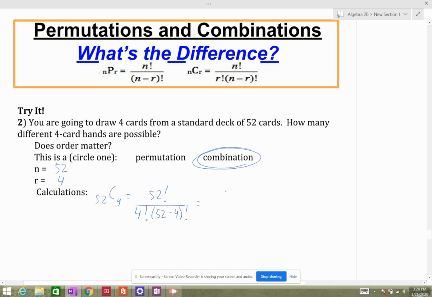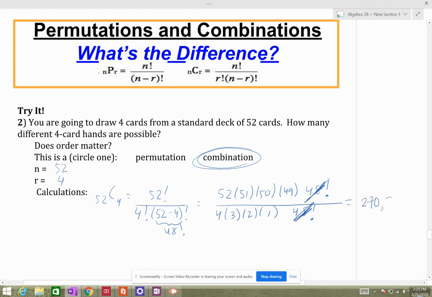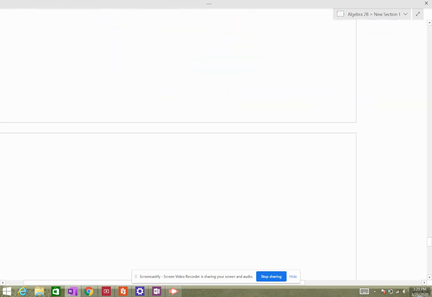Again, I don't want to have to write all these out, so I'm going to notice that this right here is actually going to be 48 factorial, so I'm only going to expand out that numerator to 49, and then I'm just going to write 48 factorial here so that I can just simplify. And there are 270,725 ways to get any four cards out of a deck of 52. All right, and let's wrap it up. This will be our last one.